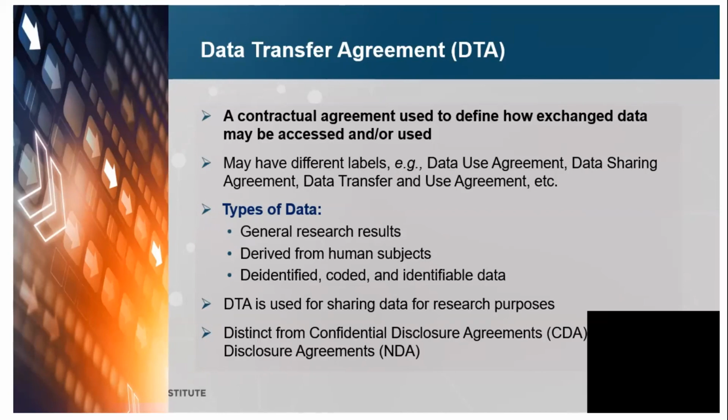There are several types of data that you can share under a DTA. General research results, such as results you produce in a lab, may be shared. Data derived from human subjects, such as data coming from a clinical study or a diet and exercise study. This human subjects data may be de-identified, coded, or identifiable. Different institutions have slightly different ways of defining what constitutes de-identified or identifiable data, and there are also some specific regulations that apply to those, but I will go into further detail later in the presentation.